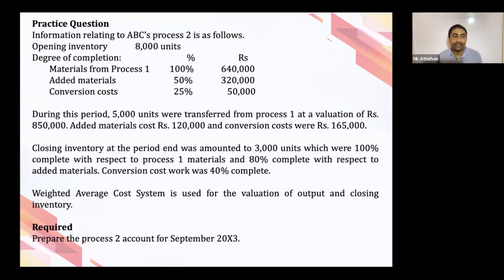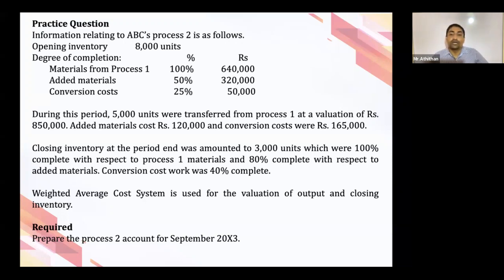Right. So let's understand the question. Information relating to ABC's process 2 is as follows. Opening inventory, 8,000 units. Okay. Degree of completion: material from process 1, 100%, cost is 640,000. Added material, 50%, 320,000. Conversion cost, 25%, 50,000. Right. So this is the information given relating to opening inventory.